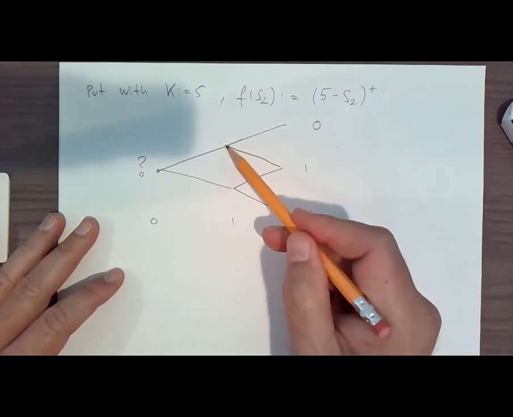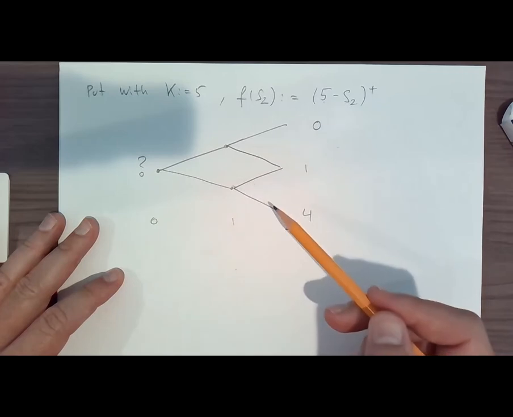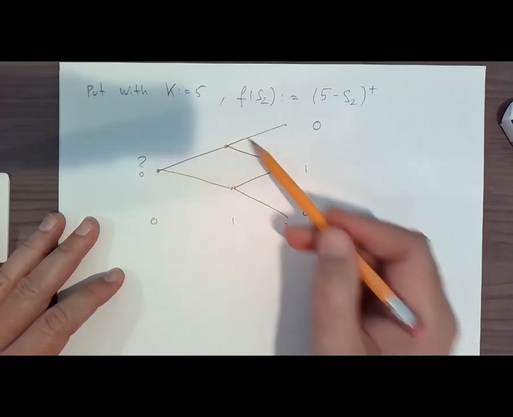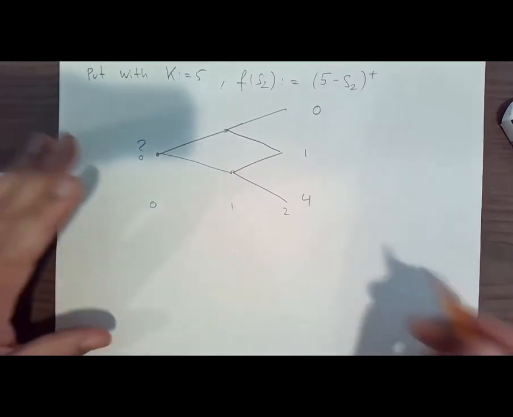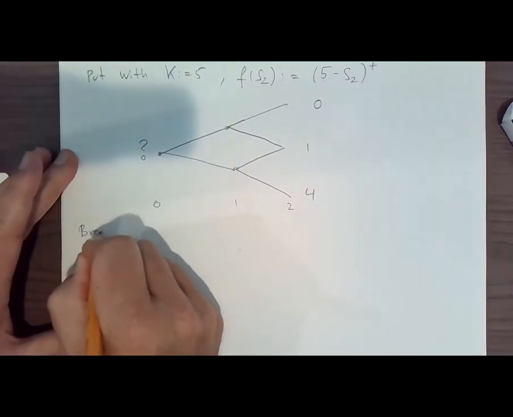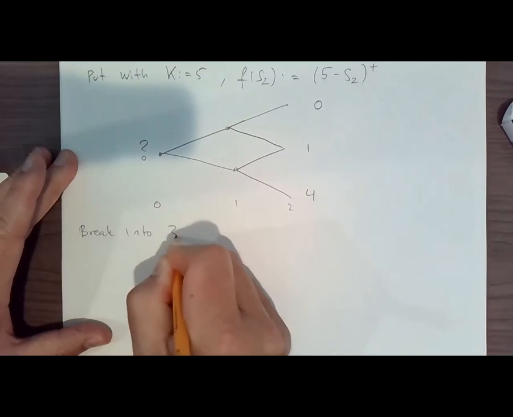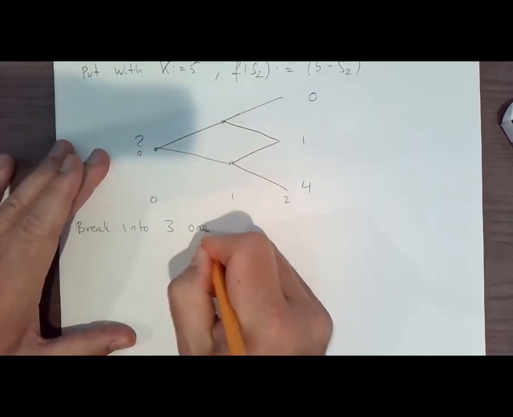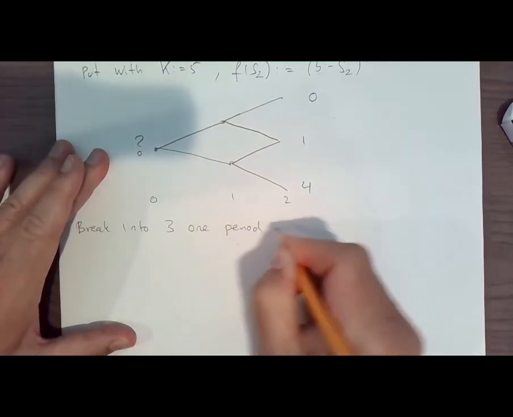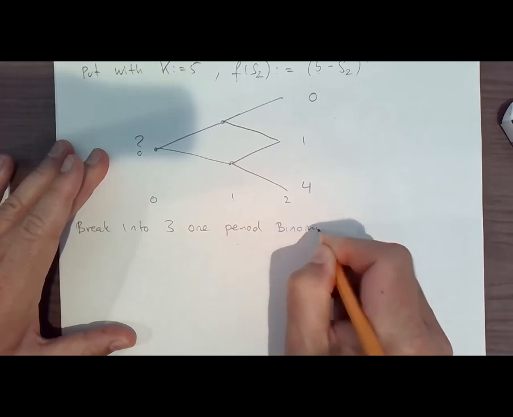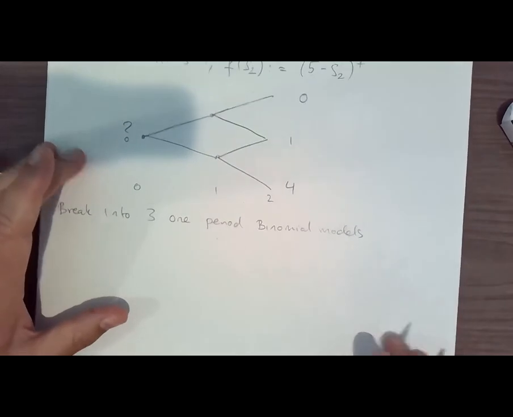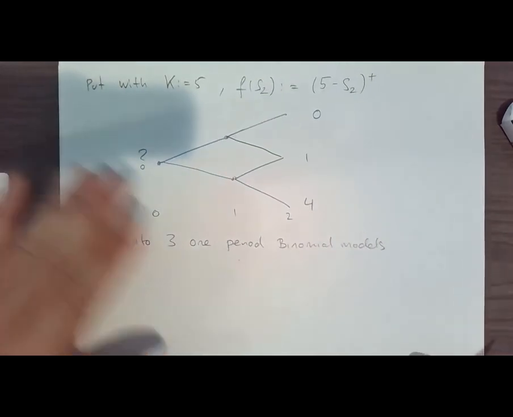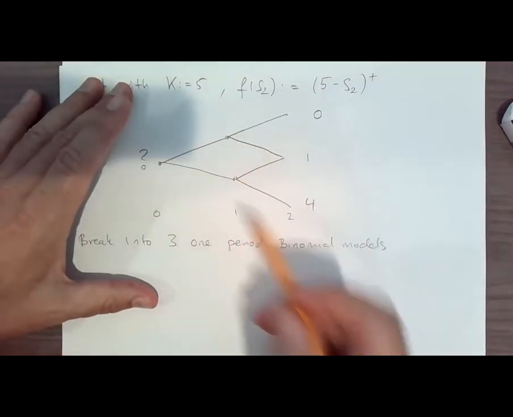So that will allow me to fill in what's here and what's here. And then we have yet another one-period model. So if we can break this into three one-period binomial models. So if you're willing to do 3 times the amount of work that we've been doing in the previous lectures, well, then we can figure out what to fill in here.